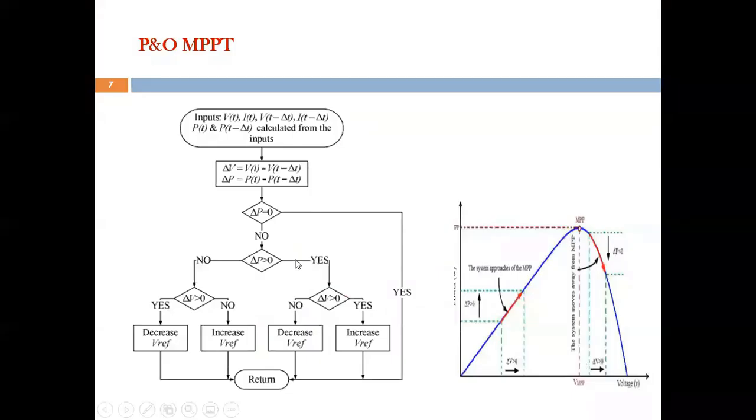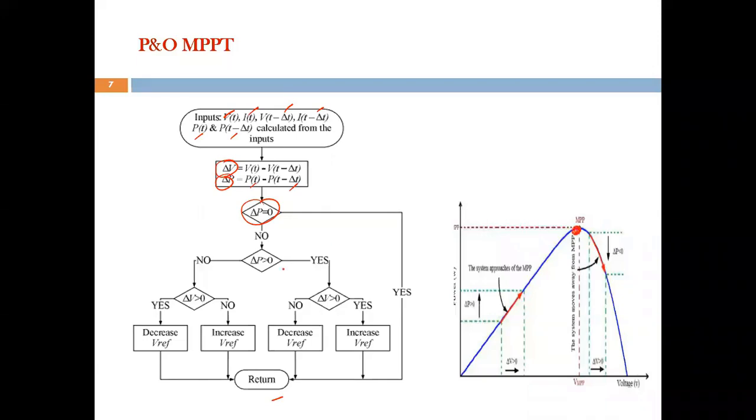In this algorithm, initially I have considered V, I, and P, which we have calculated. So I have taken the voltage, the current, the previous value of voltage, the previous value of current, the present value of power, and the previous value of power. And delta V I have calculated. Delta V is the present voltage minus the previous voltage. Delta P is the present power minus the previous power. If delta P is equal to 0, then you consider it as the maximum power point. That means you achieved the maximum power point.